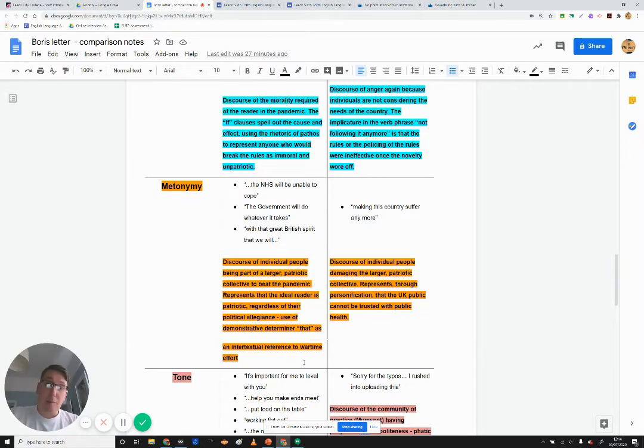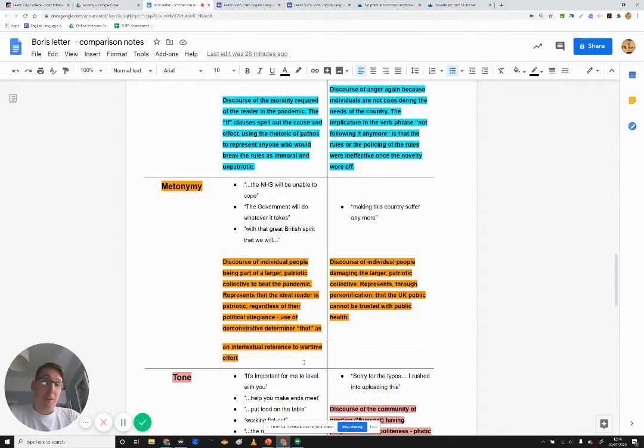A really big example in text B: the writer says, "I don't want us to be making the country suffer anymore." Again, referring to the country as if it's one thing and not an abstract concept, the country. So again, another example of metonymy. And in this case, the very same way it's been done is personification. We can use that verb in particular, making the country suffer anymore. As suffering is a mental verb, a country can't suffer.